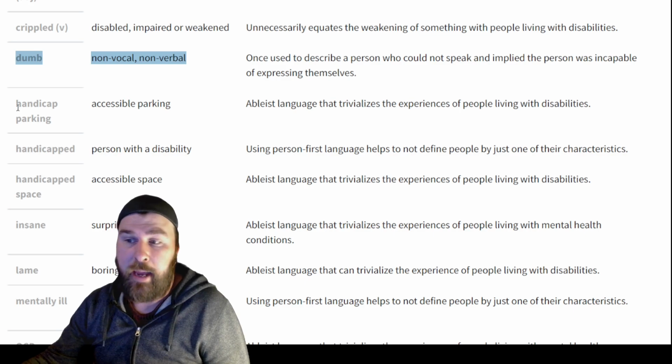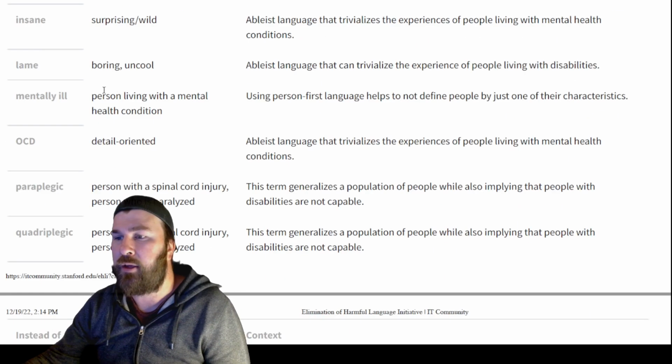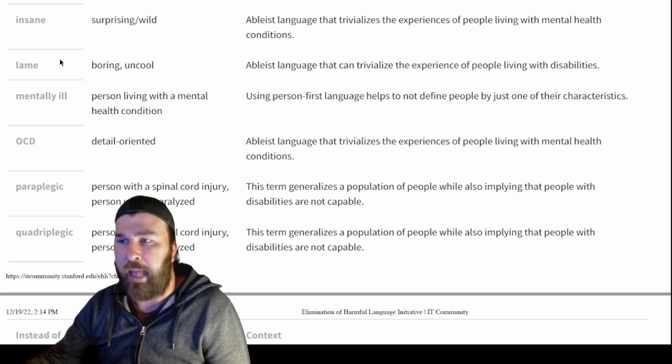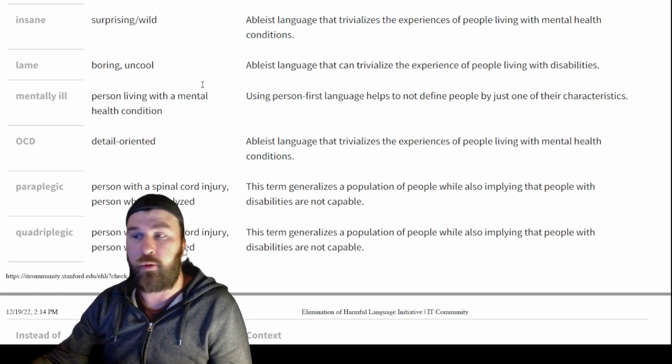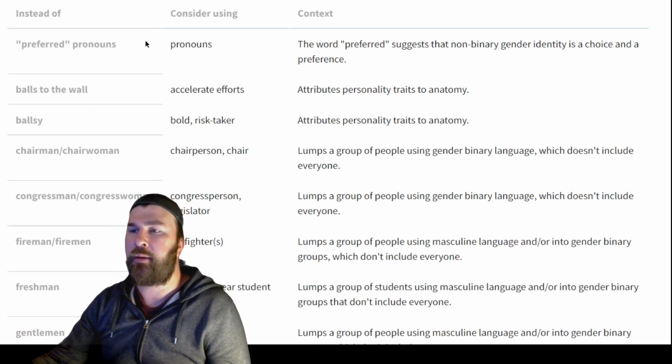And you're not allowed to say handicap parking, you have to say accessible parking. So again, kind of interesting, right? And then, a lot of people do say the word lame. You have to say boring and uncool, apparently. So now we're getting definitions for these words.